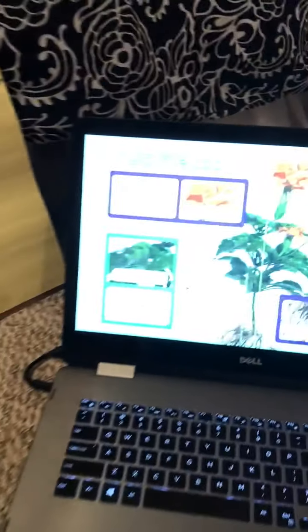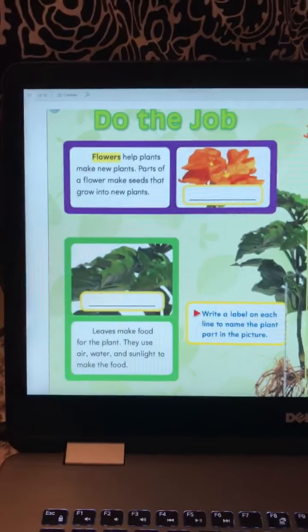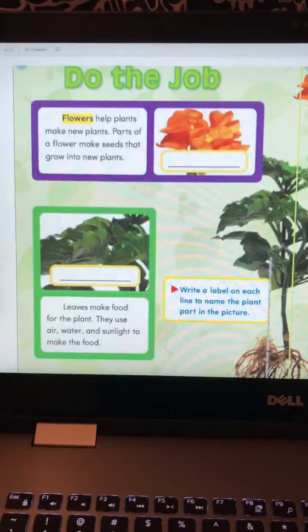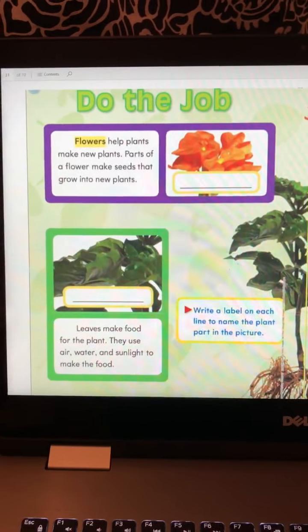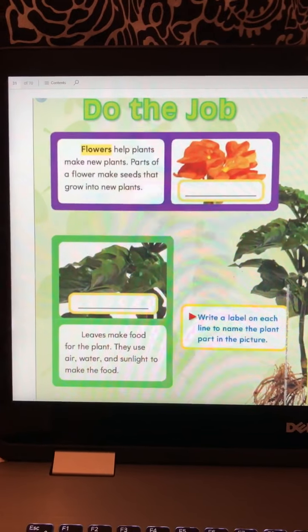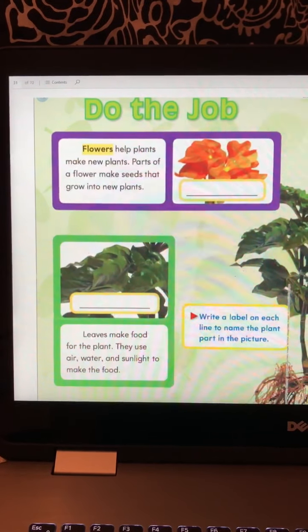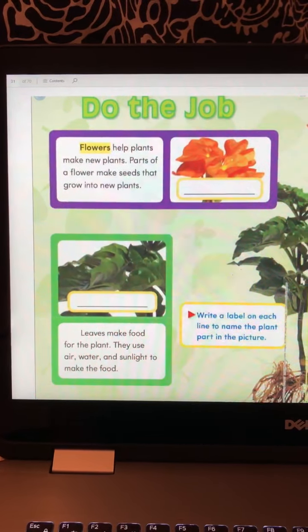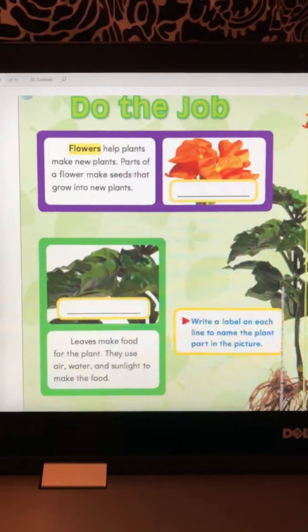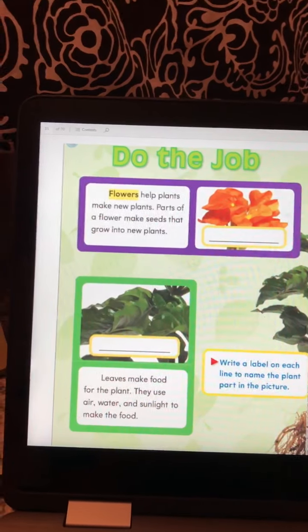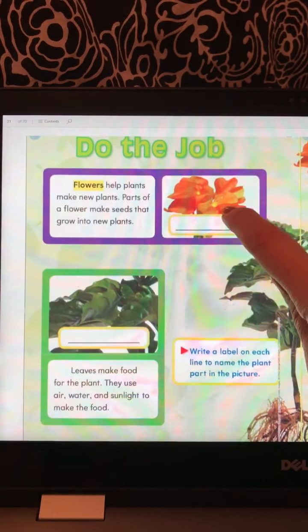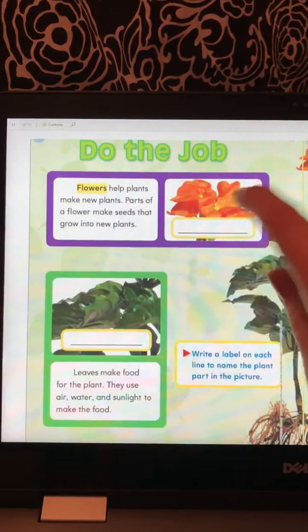So let's get started. It says, do the job. Right here we have a picture of some flowers. It says flowers help plants make new plants. Parts of a flower make seeds that grow into the new plants. So right here we have a photograph of some flowers, and inside those flowers, it's kind of hard to see, but inside there are little seeds.